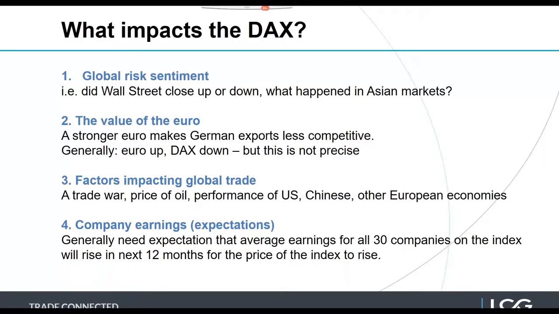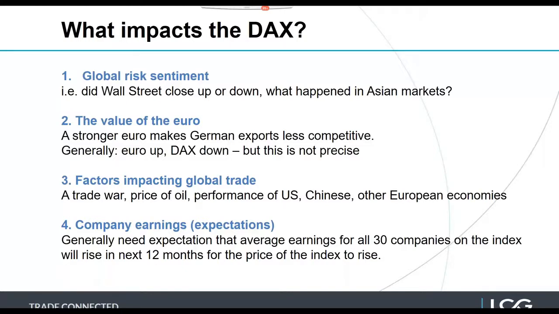Now, the DAX is particularly sensitive to the value of the euro. Now, this varies in how strong the correlation is, but generally, the reason why is that a stronger euro makes German exports less competitive. Germany is a big exporter. They have a huge current account surplus because they do a lot more exporting than they do importing. And so these big multinationals listed on the DAX, they're very sensitive to how competitive their prices are when they're selling all these goods and services abroad.